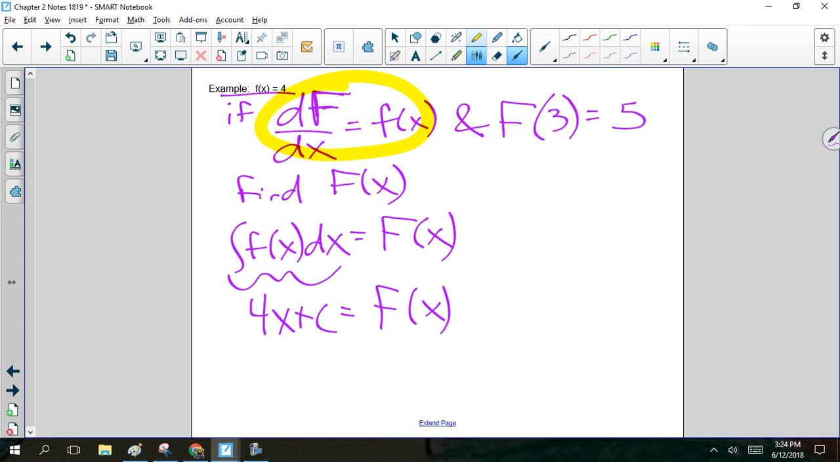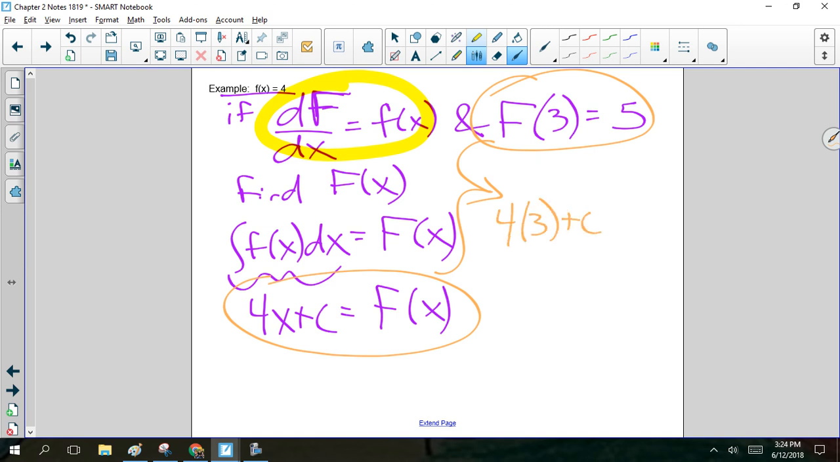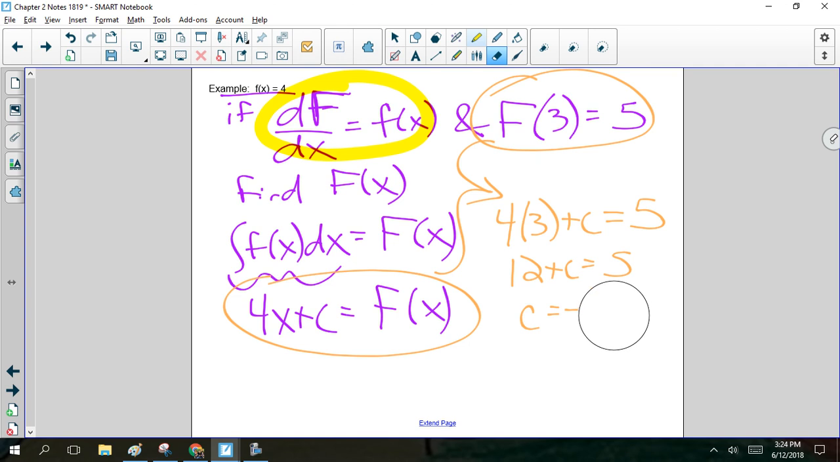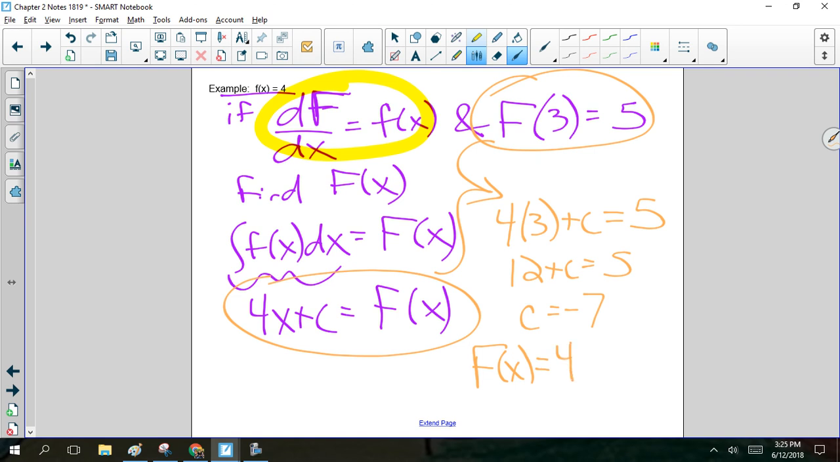Well, so now what I'm going to do is combine this information with this information. So let's see, I'm going to plug in 3 for x. So 4 times 3 plus c equals capital F of 3, which is 5. 12 plus c equals 5. Subtract 12 from both sides. C is negative 12. No, it isn't. Sorry, subtract 12 from both sides, and c is negative 7. So that means capital F of x is what? 4x minus 7. Okay?